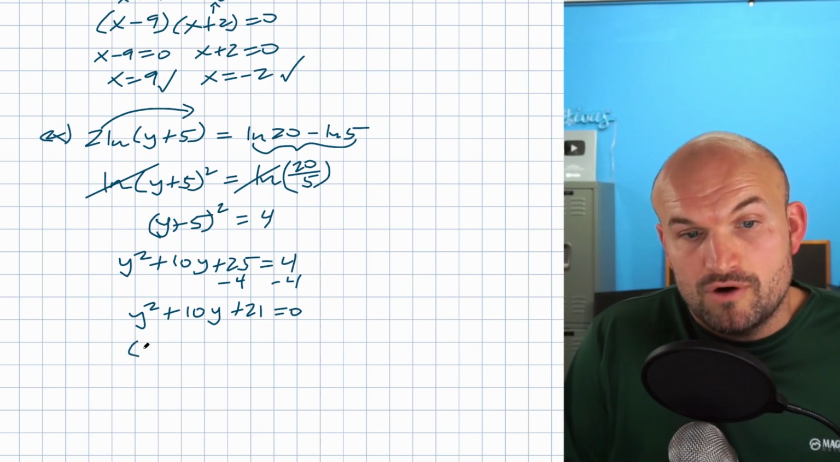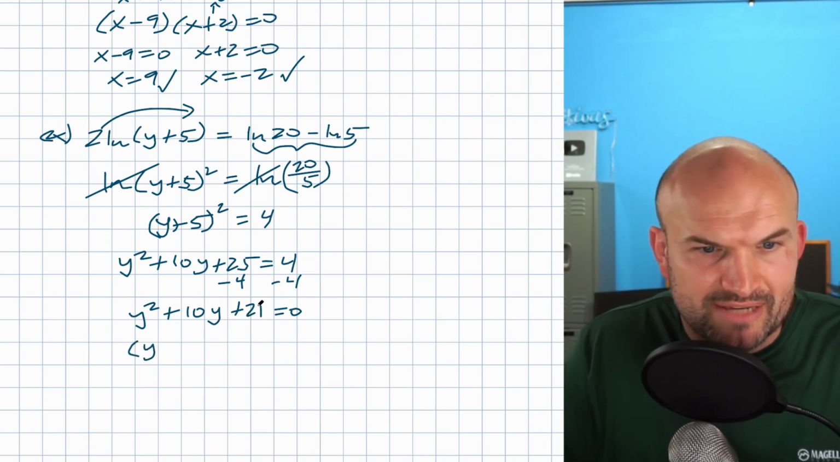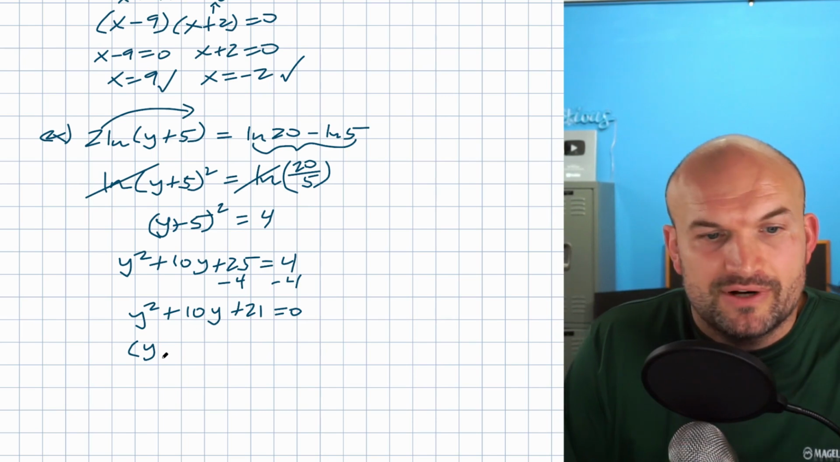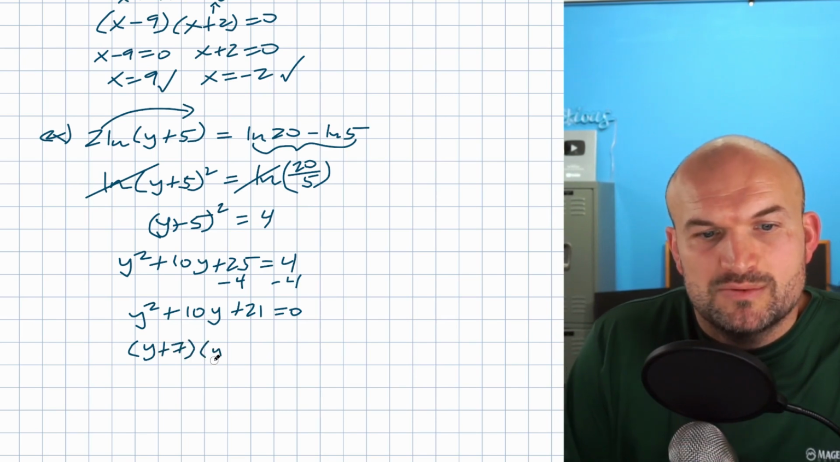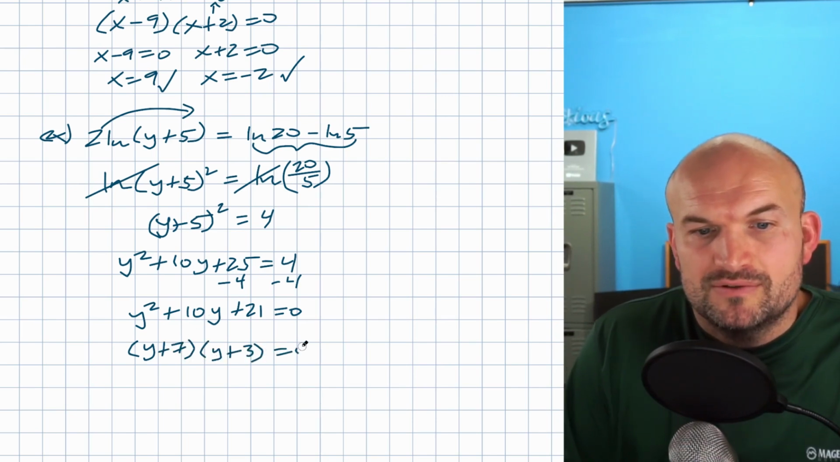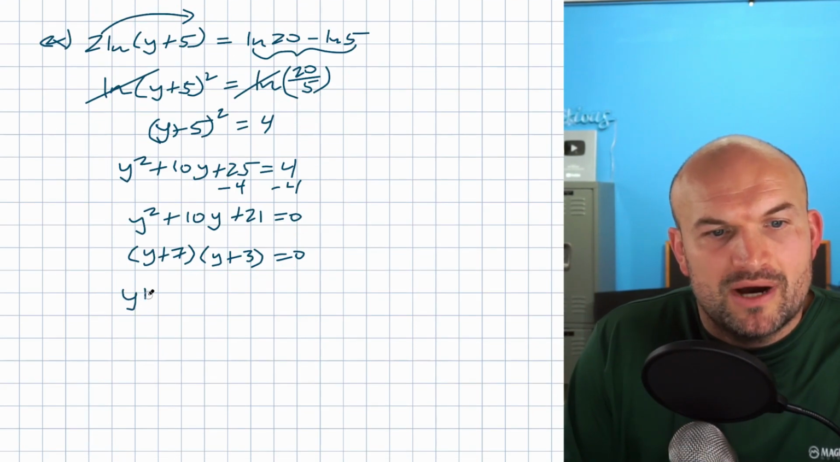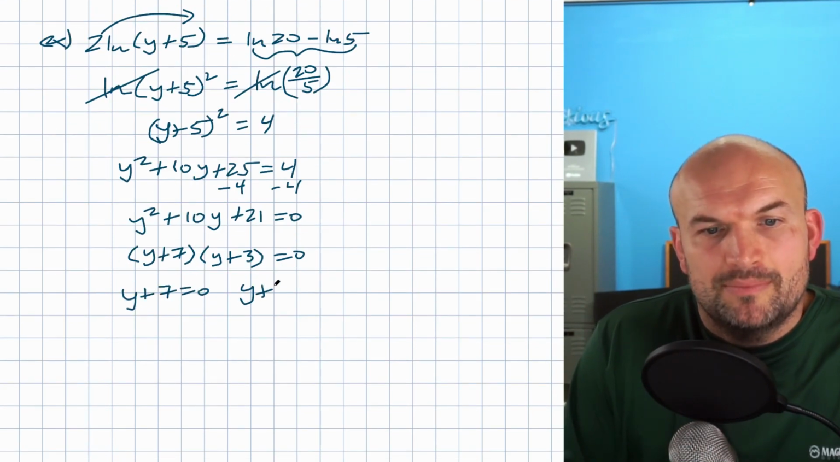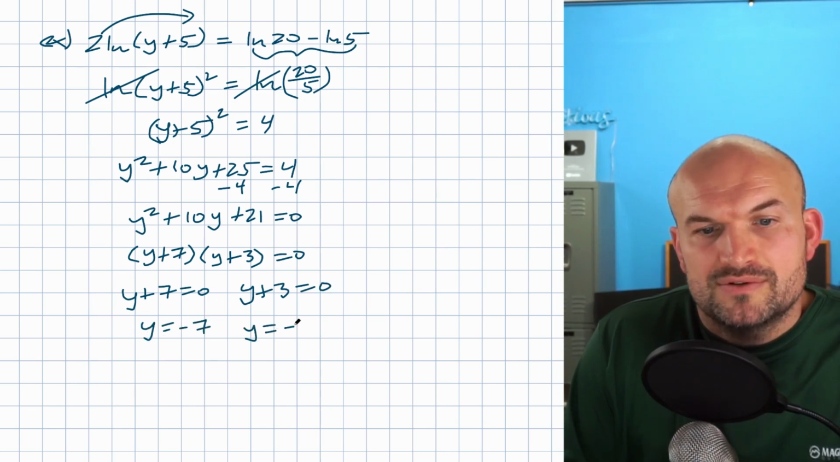Now this factored form is going to be, well, two numbers that multiply to give you 21 and add to give you 10. Well, 7 and 3, right? (y + 7) times (y + 3), they both have to be positive, equals 0. And then I can say y + 7 equals 0, and y + 3 equals 0. y equals negative 7, y equals negative 3.